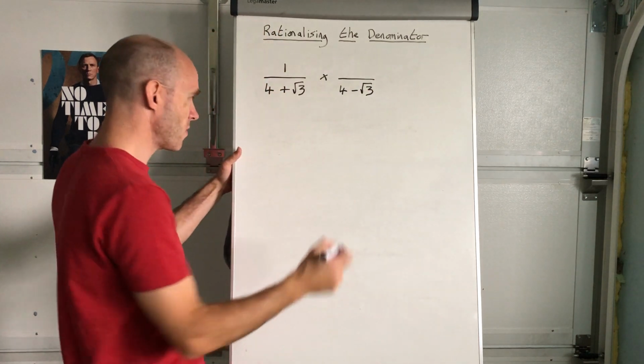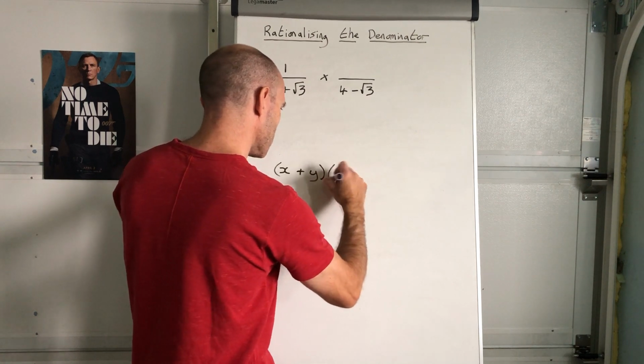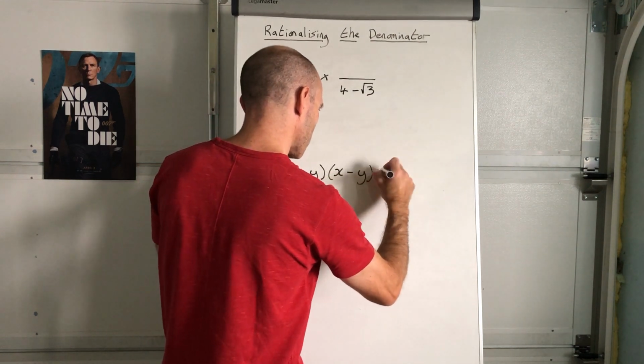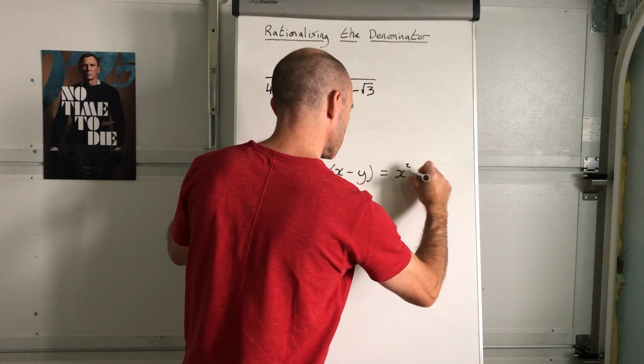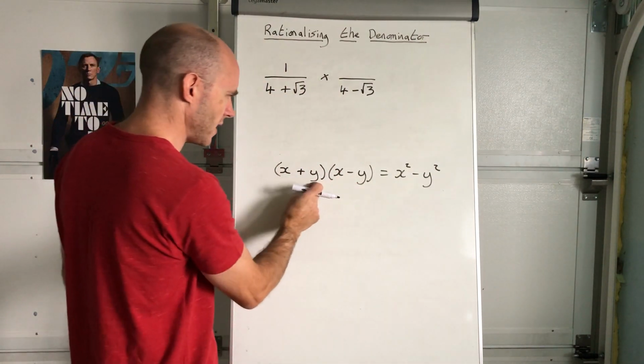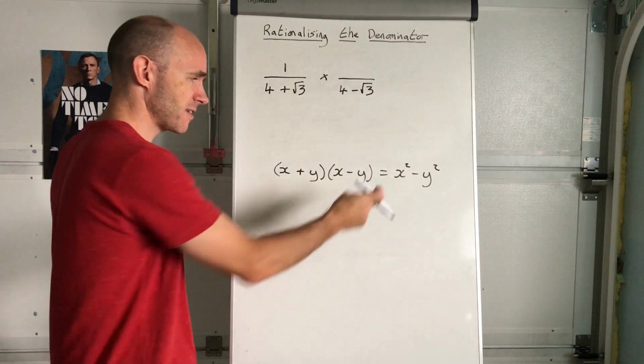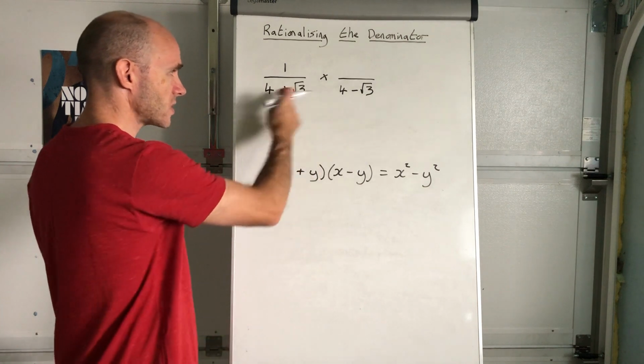How does that work? Well, remember what the difference of two squares is. It's this. Okay. x plus y multiplied by x minus y gives you x squared subtract y squared. Now, why is it important? It's because the xy and xy, one positive, one negative, they cancel, don't they? You're just left with x squared minus y squared.